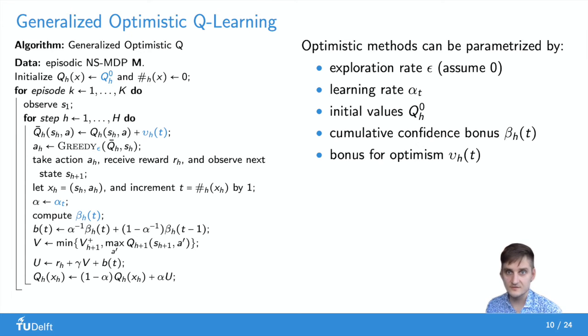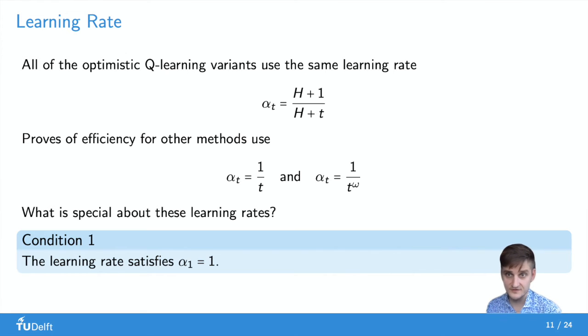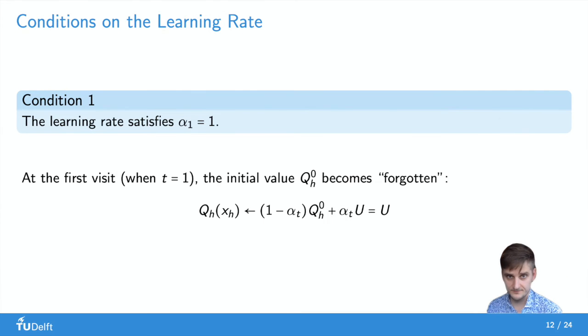So let us look at the parameters of our algorithm. First, the learning rate. All of the optimistic methods use the same learning rate. For regular Q-learning, two other learning rates can be found in the analysis as well. What is so special about these learning rates that allows for sample efficiency proofs? As it turns out, it is a simple fact that the initial learning rate is equal to 1.